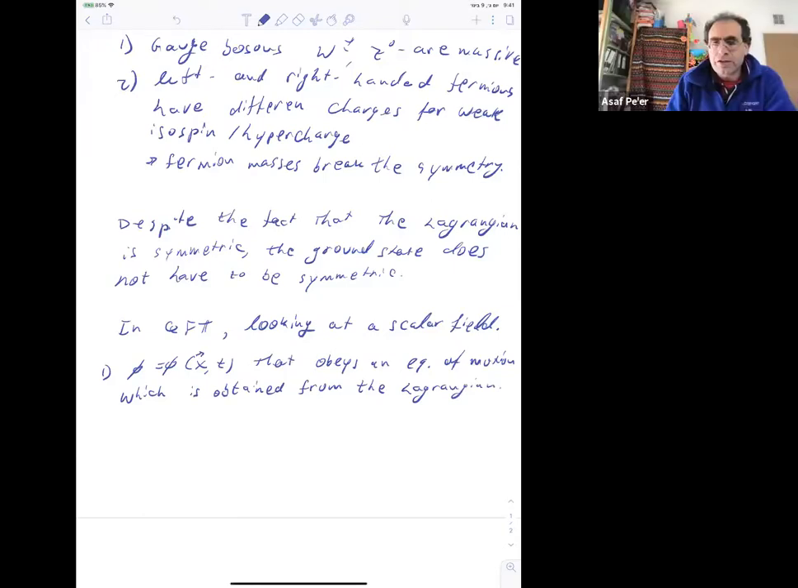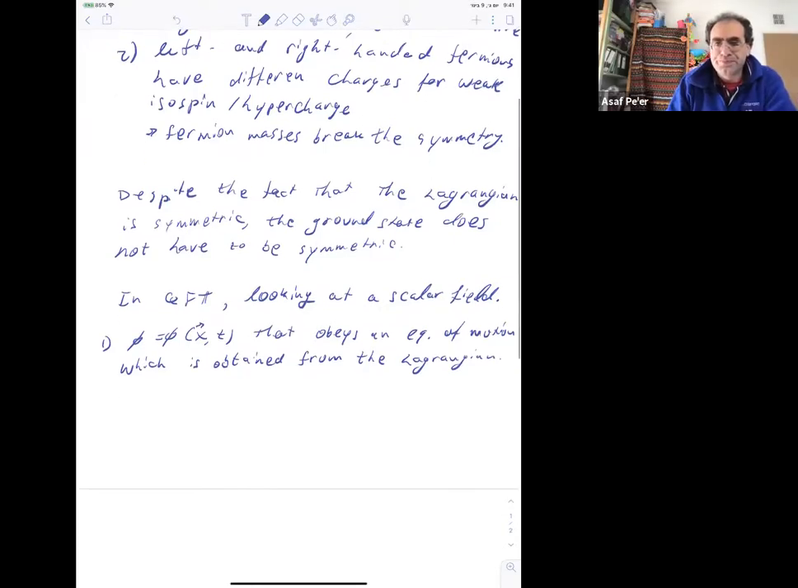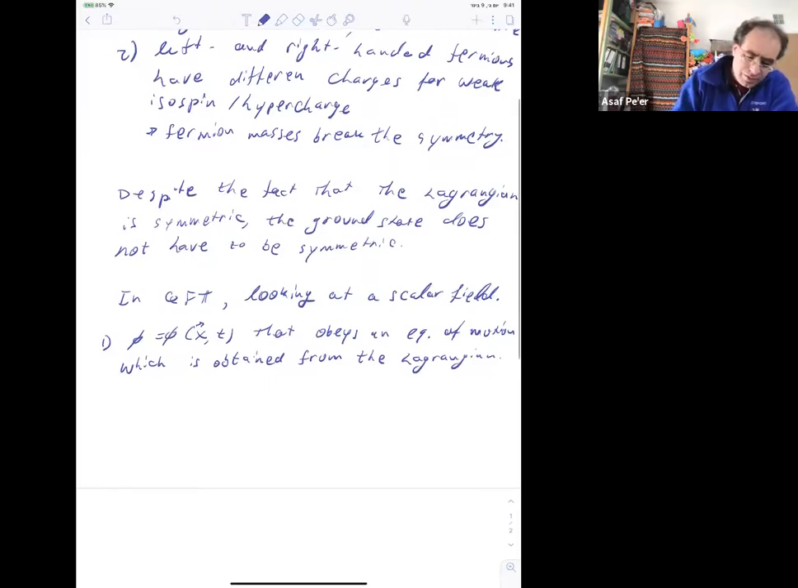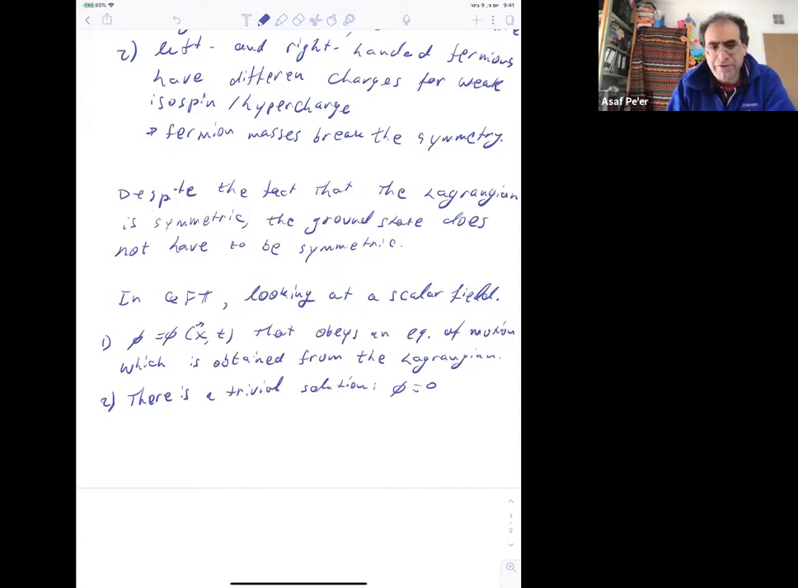Now, all these equations always have a trivial solution, right? All possible equations of motion. We can always have phi equal to 0. That's a solution to the equation. There is a trivial solution, phi equal to 0. It can be a psi, I write phi because it's a simple scalar field. Now, this solution, we call it the ground state.